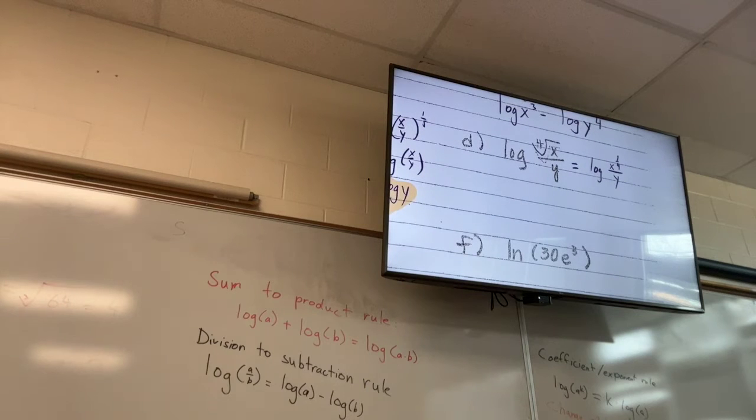Okay. What rule do we use, Rylan, to rewrite that logarithm as 2 different logs? The division, subtraction. Yeah, so this becomes what? Log x minus log y. Don't forget that 1/4 exponent, okay? And how do I deal with that exponent, Rylan? Just multiply each log.